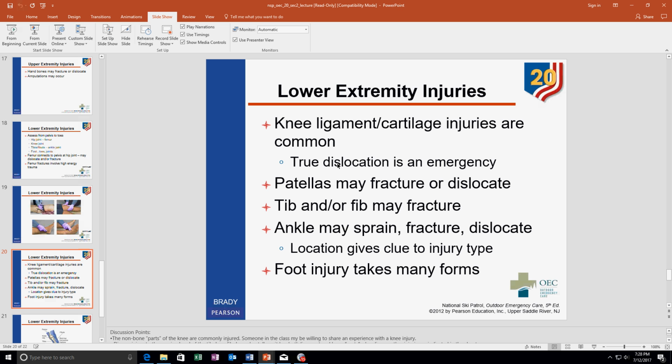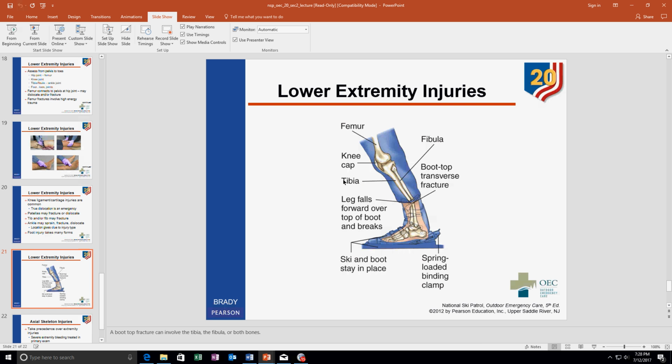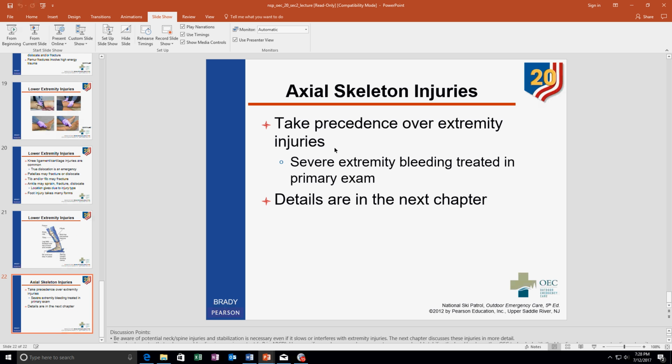ACL, your ligaments and tendons around your knee is like an interstate. They have a lot of problems that you could go wrong in there. Lower extremities, again, just gives you a good idea of ski and boot stay in place. Spring-loaded bindings clamp, they don't let go. Knee tib-fib here, right above the boot, because the bone gave before the top of the boot did.